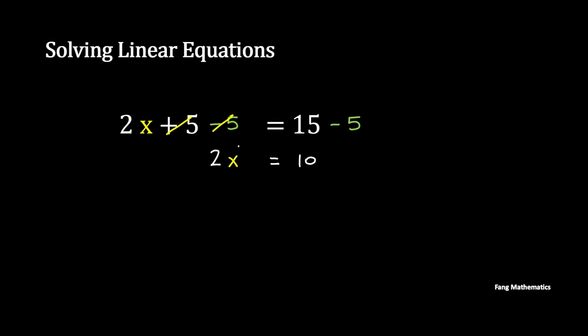And remember, our aim is to isolate x. So since there is a multiplier 2, we are to perform division by 2. Remember, you are to do it on both sides of the equation. Let's look at the left. The 2 and 2 gets eliminated, leaving you the x. The right-hand side, 10 divided by 2 gives you 5.